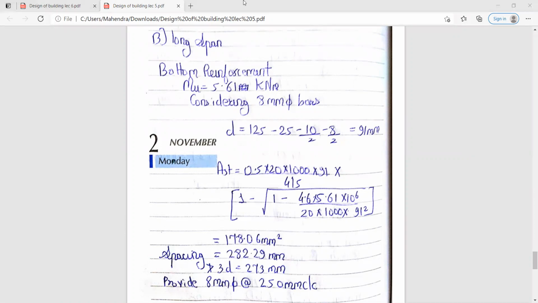Is anyone having any doubts for the long span and the short span main reinforcement, for the top as well as for the bottom? If anyone has any query up till here, you can ask. Otherwise, we will proceed further. Hope everyone understood up till here. Yes, clear?